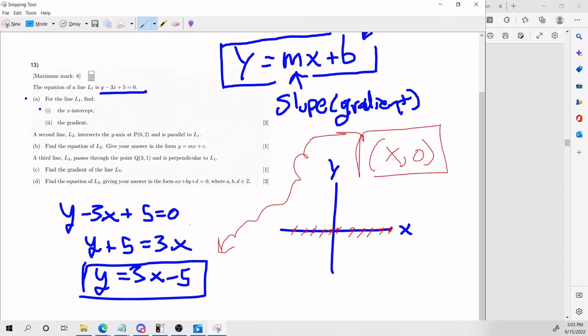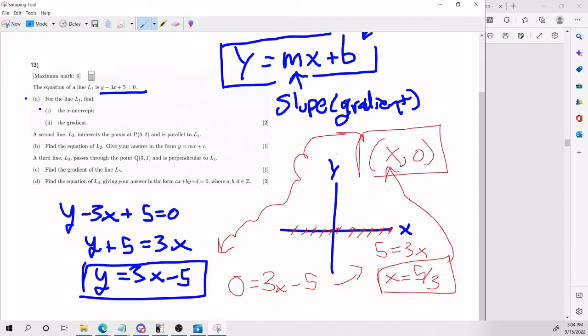So my y is 0, giving 0 equals 3 times x minus 5. I want to get x alone, so I'm going to add 5 to the other side. 5 equals 3x, so x equals 5 over 3. This point is over there. My x-intercept is at the point (5/3, 0). So that is part A, part one.